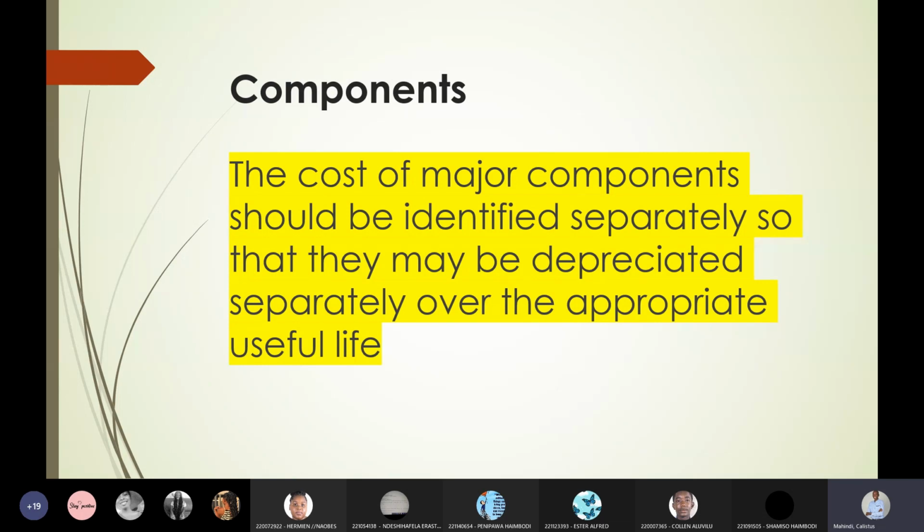The same may be with the engine. The engine may have a different useful life to the body of the plane. So major components should be identified separately so that they can be depreciated separately. So we don't look at all components of assets. We look at major components. Only major components should be identified separately. If they have different useful lives, then they may be depreciated over their separate useful lives.